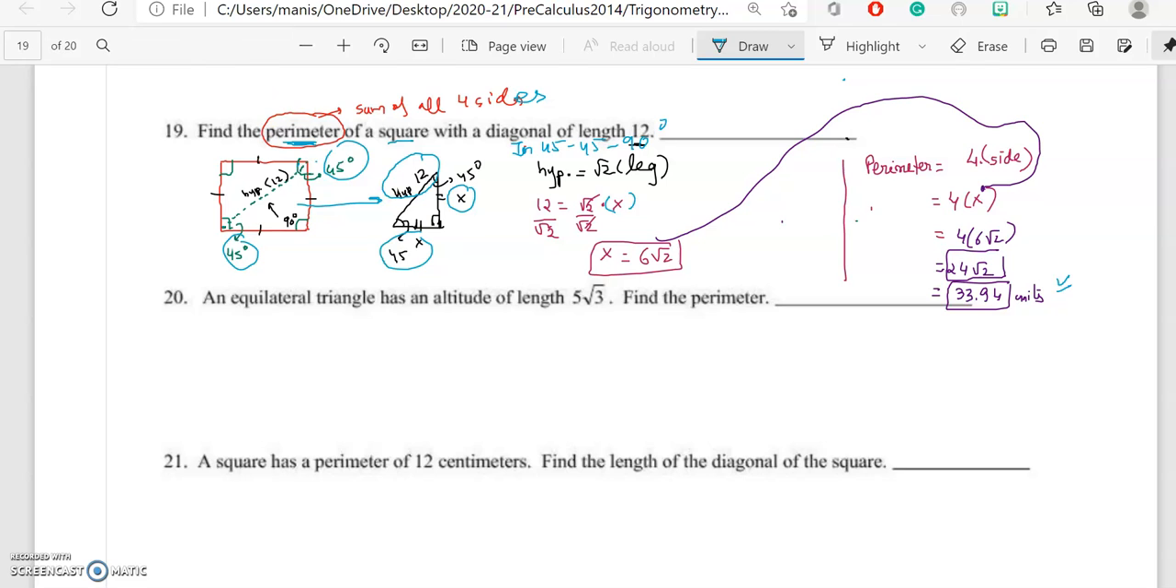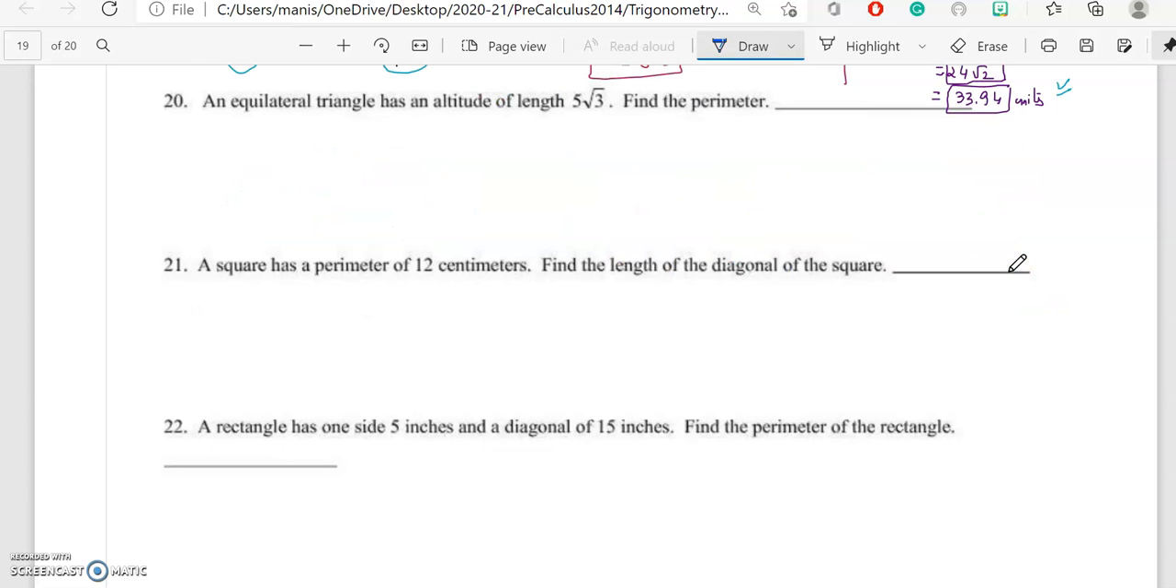An equilateral triangle has an altitude of length 5 radical 3. Find its perimeter. As you all know, perimeter means what? Sum of all sides. So first of all, what I will draw is an equilateral triangle. An equilateral triangle is a triangle in which all sides are equal and all angles are equal, which in this case will be 60, 60, and 60.